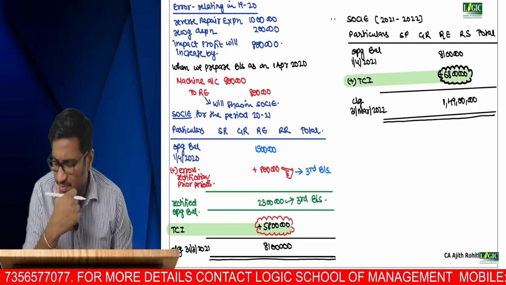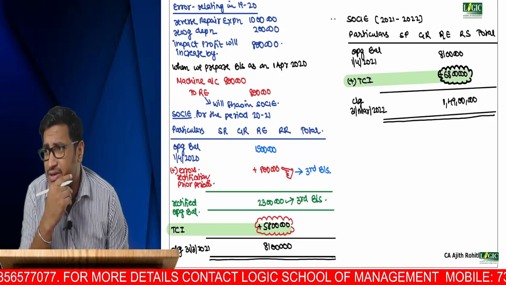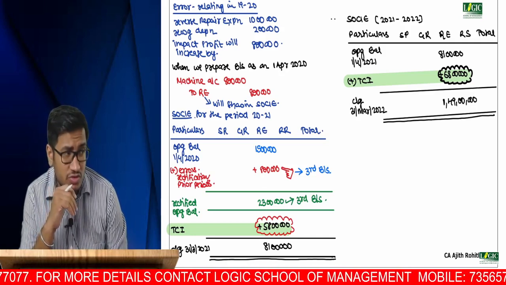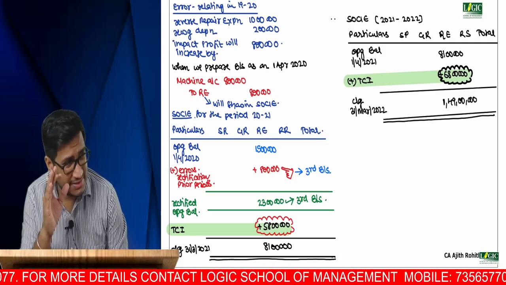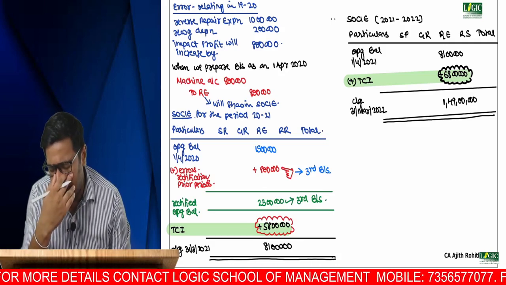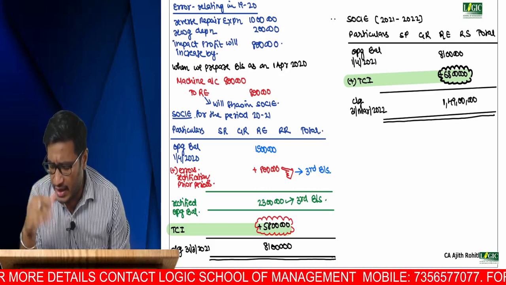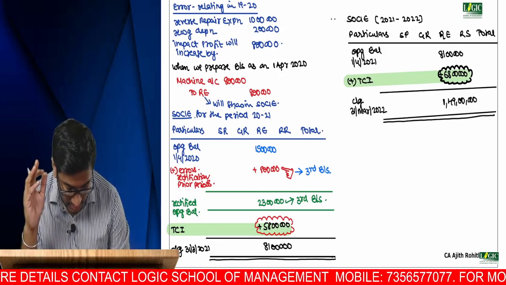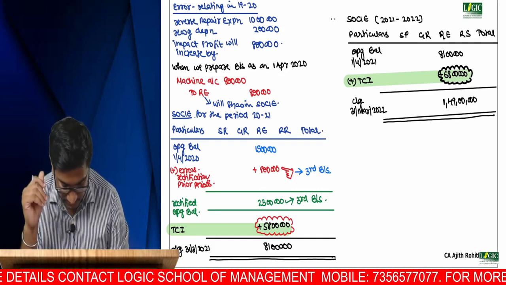So this is a new concept. This is not there in AS. In AS, there is a concept of prior period items. For Ind AS, there is no such concept of prior period items. It is adjusted in the respective year. But however, if the error or errors relate to a year prior to the comparative year, then it has to be adjusted in the opening balance sheet of the comparative year.